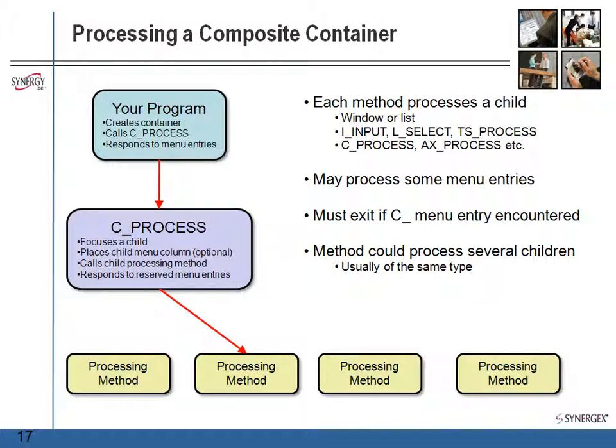Methods may process whatever menu entries they need, but if a C_menu entry is encountered, which signals a change in context within the container, then the method returns into cProcess. cProcess will then take whatever action is necessary based on the menu entry being signaled, and will call the next processing method as required. You could design a processing method to process more than one of the child windows, but any one processing method should usually only process one type of child.